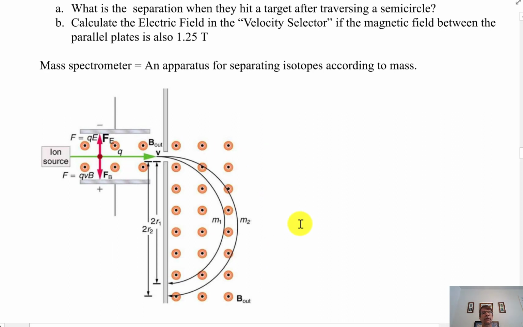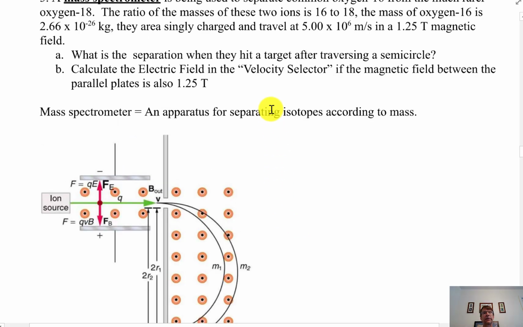The force is going to be at perpendicular right angles to the motion, and when the force is perpendicular to the motion, that is classic centripetal force. It's a classic circle of motion if you have a uniform force in that uniform field. This shows you the pathways that these two different masses take. Bigger mass will take a bigger path. So you can separate isotopes according to their mass using a mass spectrometer. So the question here is, in part A, what is their separation distance?